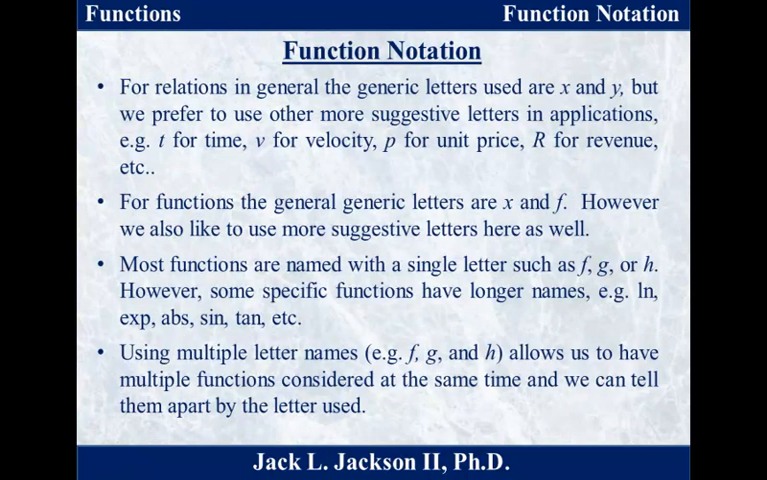So again, for relations in general, the generic letters used are typically x and y, but we would prefer to use other, more suggestive letters in our applications. For example, T for time, V for velocity, P for unit price, R for revenue, and so forth. For functions, the generic letters are x and f, or f of x instead of just f. But we'd also like to use more suggestive letters there. Again, if it was velocity and time, it might be T for input and V of T for the output.